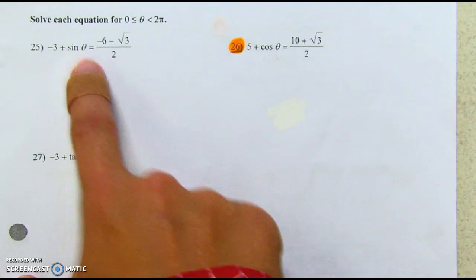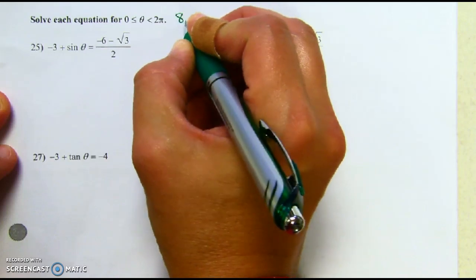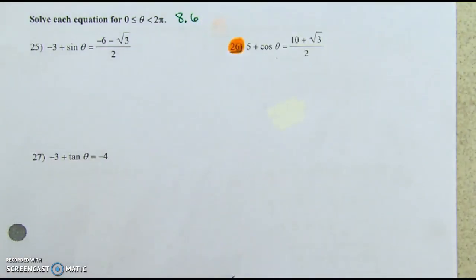These three, you can see I stuck with sine, cosine, and tangent, not the cosecant, secant, or cotangent. And what lesson did these all come from? Remember? This is lesson 8.6, so if you want more practice or you want to see more of these, you can go to your 8.6 practice. Okay, well, let's do number 5.